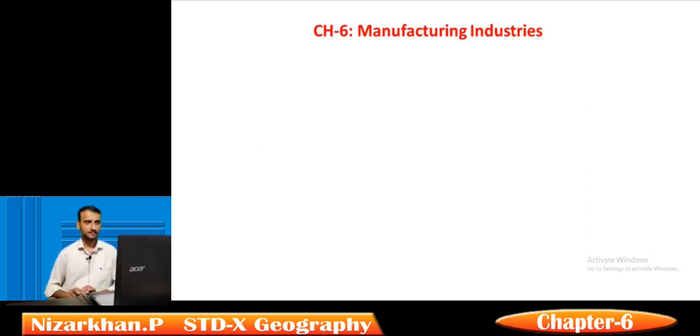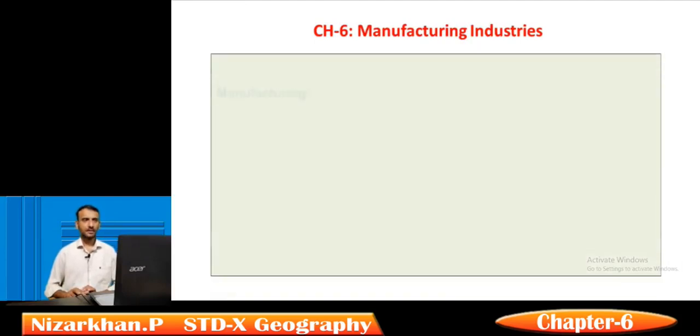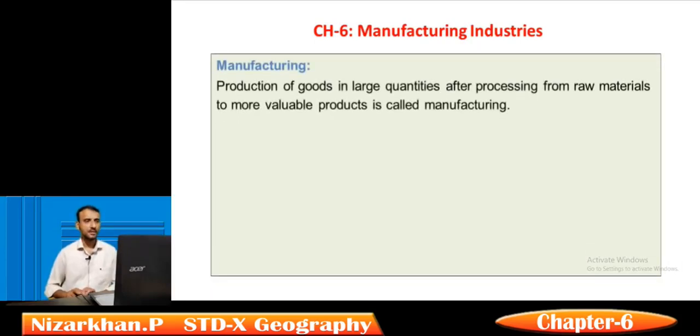First of all, what is manufacturing? Production of goods in large quantities after processing from raw materials to more valuable products is called manufacturing. This is the exact definition of manufacturing in geography.